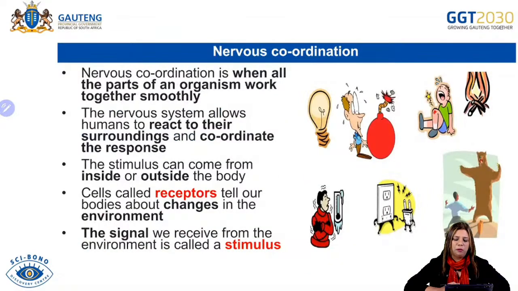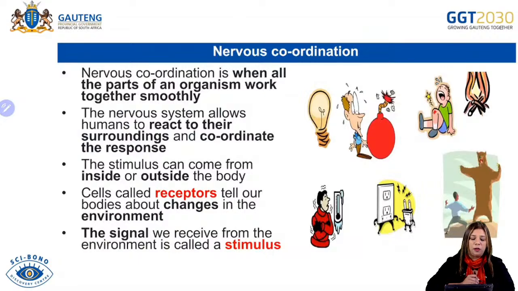So let's talk about what nervous coordination really is. Nervous coordination is when all the parts of an organism work together smoothly, okay? The nervous system allows humans to react to their surroundings and coordinate their response.